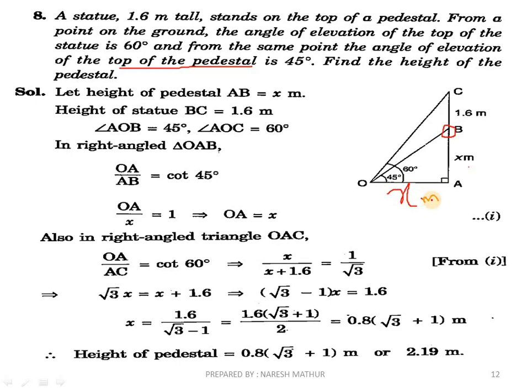Now in the triangle AOC, we have angle, we have perpendicular, we have base. So cot 60 equals base upon perpendicular, so it would be x upon 1.6 plus x equals 1 by root 3, as the value of cot 60 is 1 by root 3. Now just solve it and get the value of x, that is 0.8 in brackets root 3 plus 1 meter.